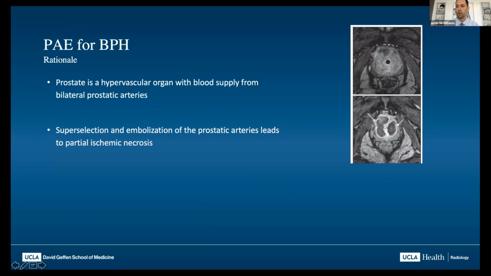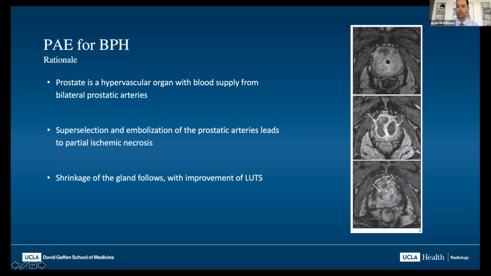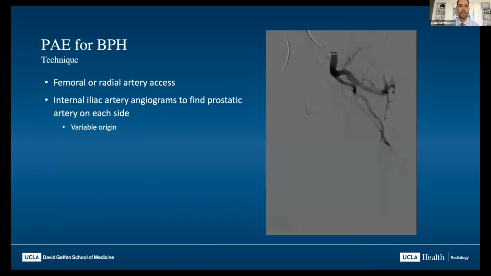You'll see these kind of necrotic cavities within the prostate. That actually turns pretty quickly into just a smaller prostate as that necrotic tissue gets reabsorbed. And as the prostate shrinks, there's less compression on the urethra and the LUTS improves. And we have a long history of embolizing organs to reduce their size: uterine fibroids, spleens, kidneys, liver cancers, et cetera. So there's no surprise that the prostate would shrink after blocking its blood flow.